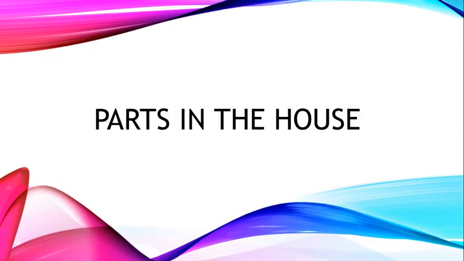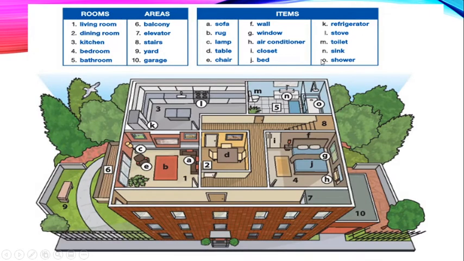Today's class topic is parts in the house. Here we have an apartment and we have rooms, areas, and items you can find inside a house or an apartment. So let's go see. Here you have numbers and letters. For example, you see number one. You look for number one and it's here. So the living room is this one, living room. Dining room, number two. Look for number two and it's going to be here. And the same you can do with the others.